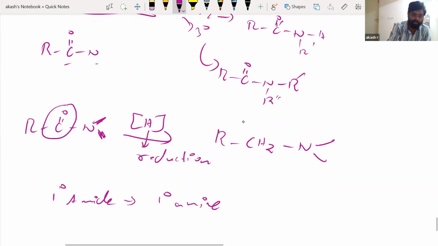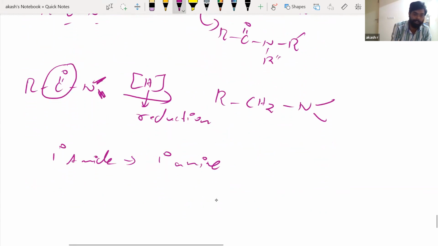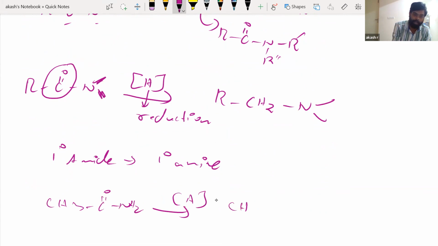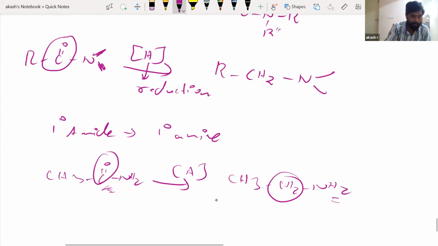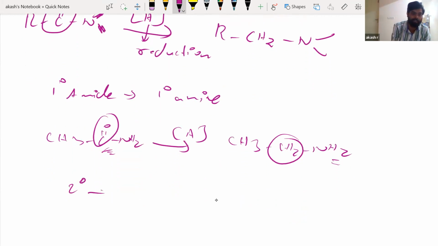Can we prove this? Say, for example, if I take CH3CONH2 and I go for reduction of this, I will be getting CH3CH2NH2. Is it not? This C double bond O will become CH2. That's what will happen if you go for reduction. So you're using a primary amide here, and on reduction you're getting a primary amine. Same thing will happen for your secondary and tertiary. Secondary will give me secondary, tertiary will give me tertiary.